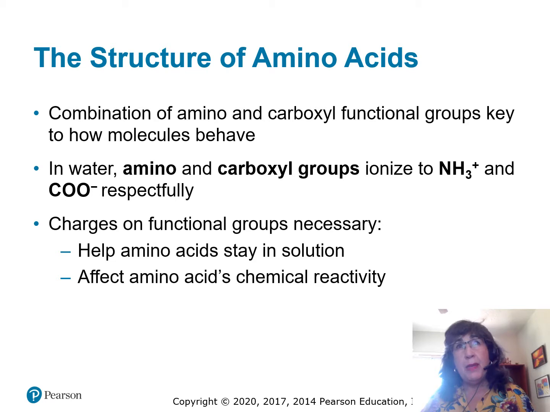The combination of amino and carboxyl functional groups are key to how the molecules behave. And in this particular case, amino and carboxyl groups easily ionize. Remember, when you ionize an atom, there's either a loss or gain of electron. When there's a loss or gain of electron, that means they become charged. If by chance they become charged, then water is charged also. And remember, birds of a feather flock together. So if they become charged and water's charged, then they're very reactive in a water solution.